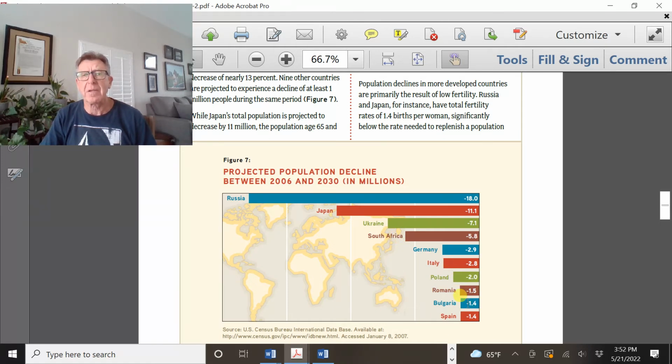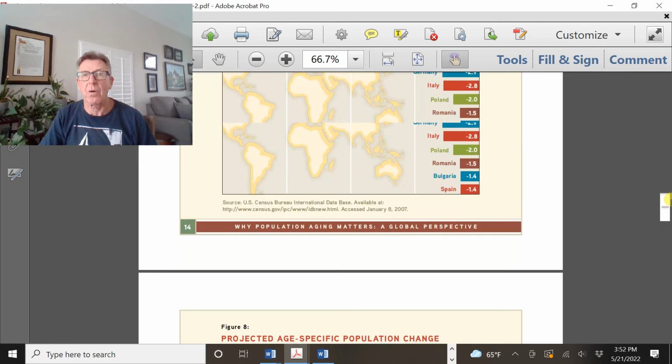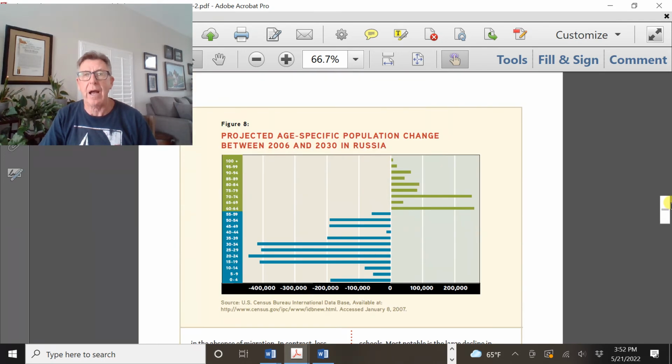People still like living here because it's the Mediterranean, it's cool, but you see there's immigration here. Let's look at our friend Russia up there, and what's projected to happen from 2006 to 2030. In fact, with the war that's going on, this is going to accelerate. So we see this is negative.